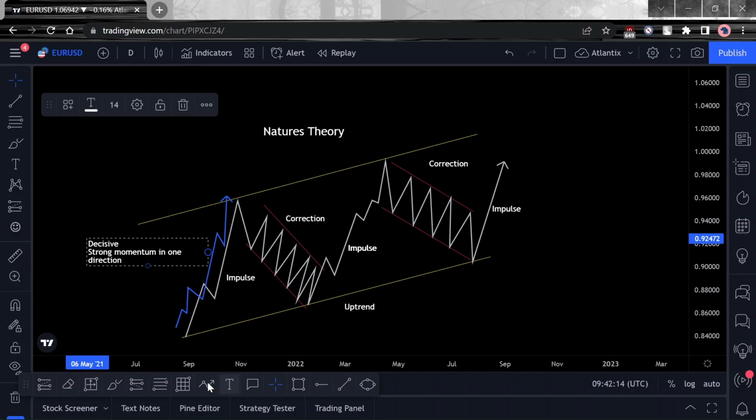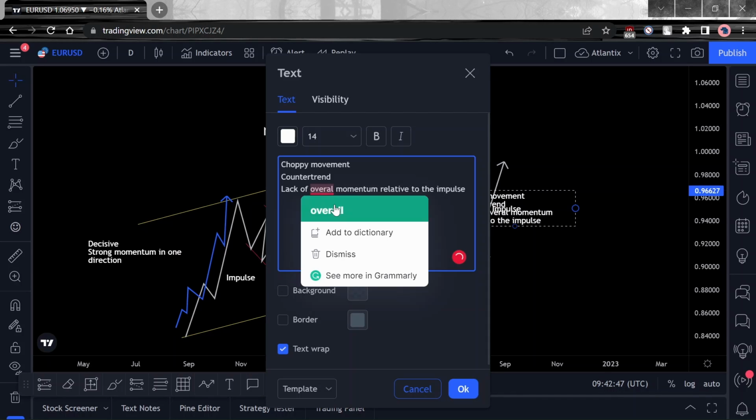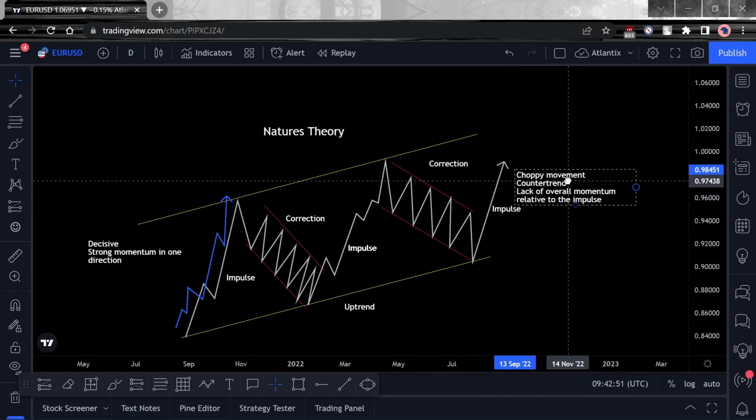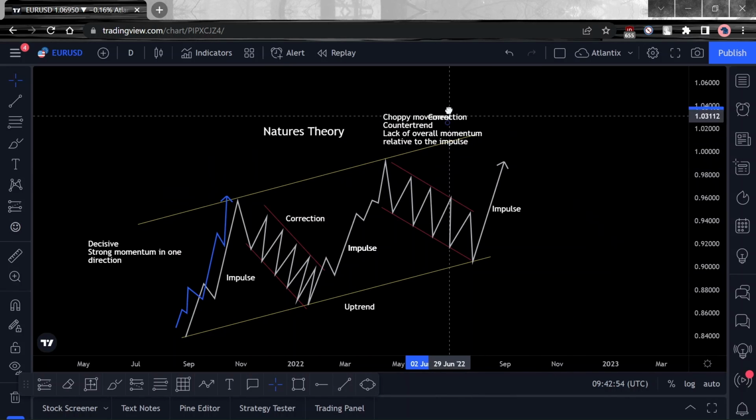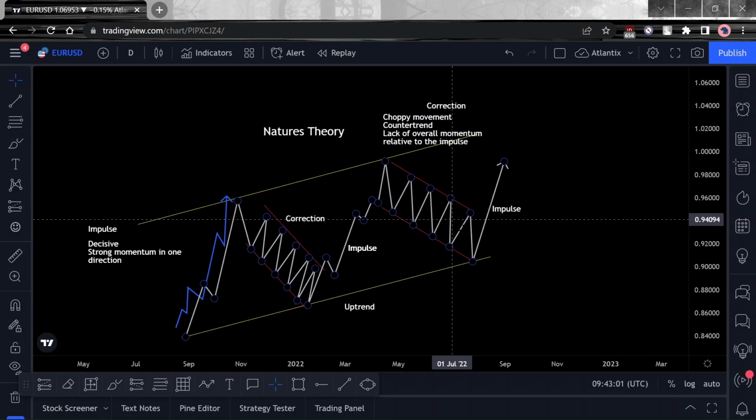Okay. And then during your more corrective phases, you're going to have choppy movement. It's normally counter trend. There are scenarios where it won't be counter trend, by the way. And normally you will find there will be a lack of overall momentum relative to the impulse. Okay. Like that, right? So this is how you'll be able to identify what we call a correction, and this is how you can identify what we call the impulse.